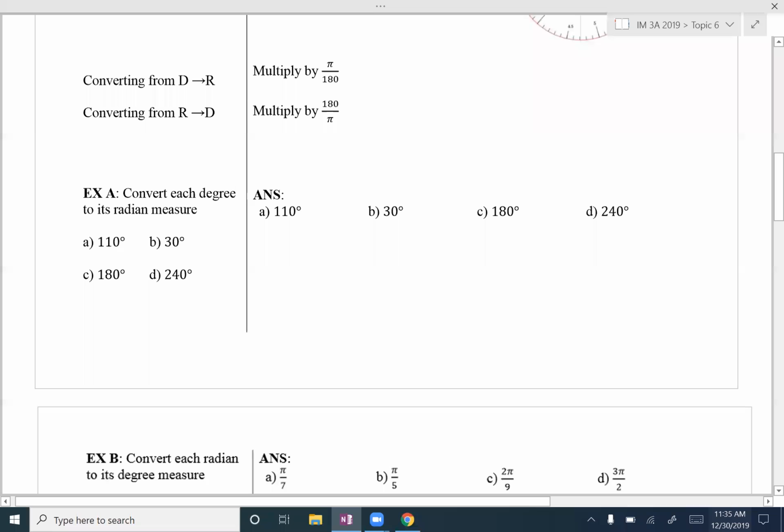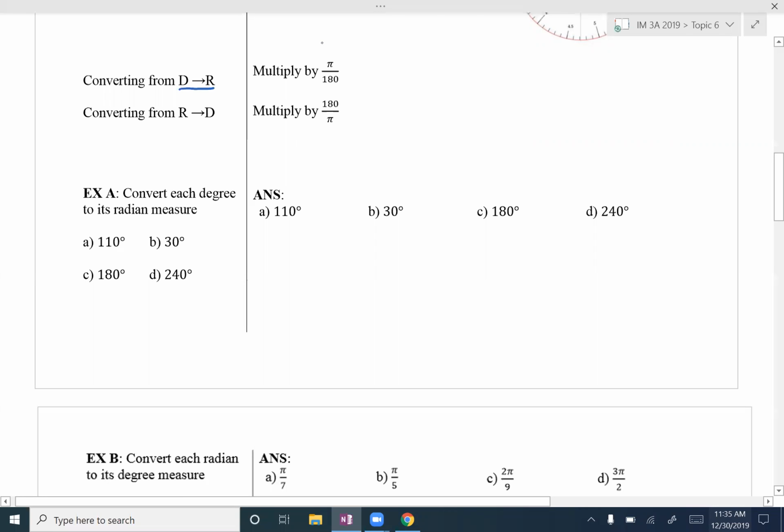In this video, I'm going to go through 10.1. We're going to start with converting degrees to radians and then radians to degrees. So if I'm given an angle in degree measure to convert to radian measure, so to go from degrees to radians, I'm going to multiply by pi over 180 degrees.